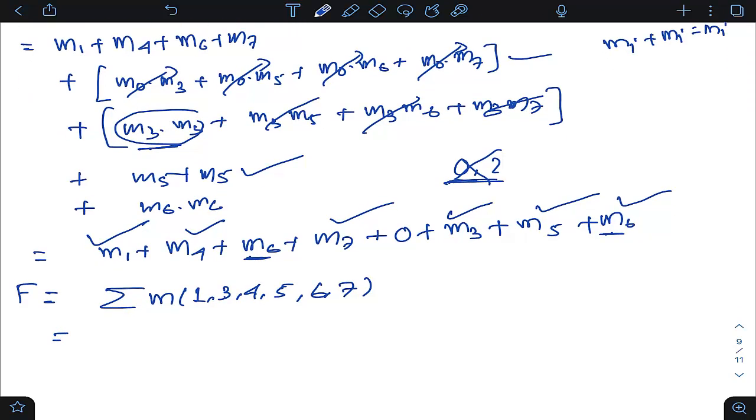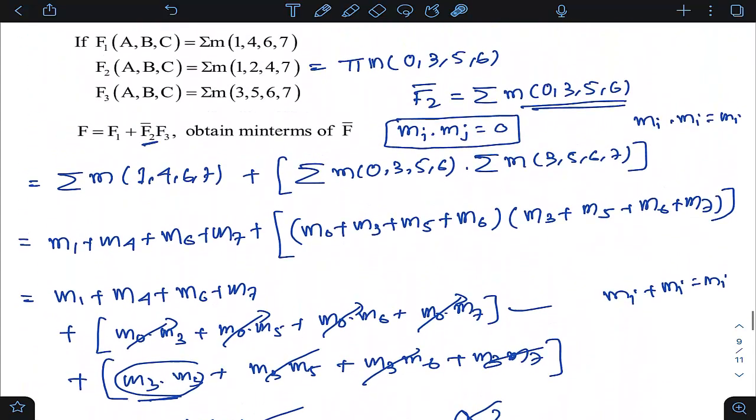This is what your F is. F min terms is this one. Then if I ask you what are the max terms, the max terms of this will be 0 and 2. Those which are missing will be max terms. So this is what your F is.